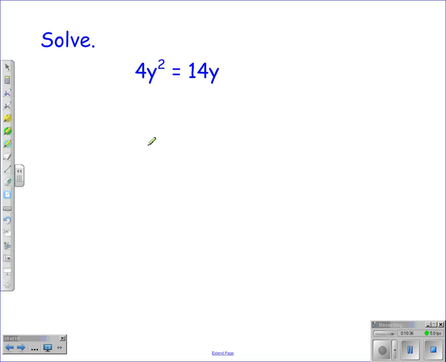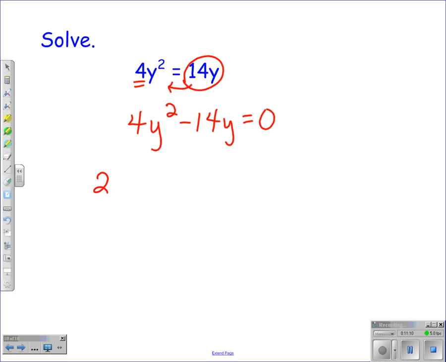What happens when one term's on one side and one term's on the other? Well, you need to bring this term over to the other side. What you want to do is keep your leading coefficient positive if you can. It just makes your life easier. So make it 4y squared minus 14y equal to 0. Factor out your common factors. In this case, our common factor between 4 and 14 is 2, as well as they have a common variable is y.